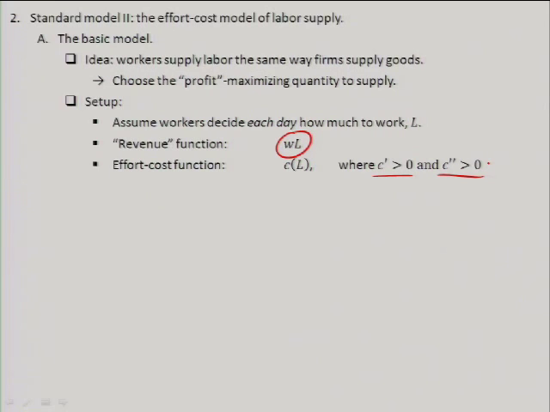I'll give you an example of what I mean from a positive second derivative. It's something like that, right? That's what I'm saying. So it has an increasing marginal effort cost. And then the workers are going to just solve, instead of having some crazy constrained optimization problem, a straight unconstrained profit maximization problem, right?